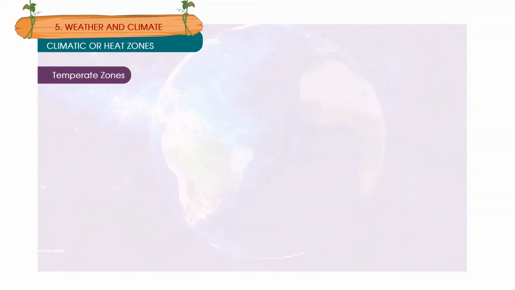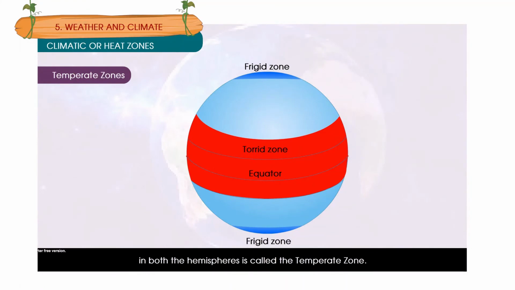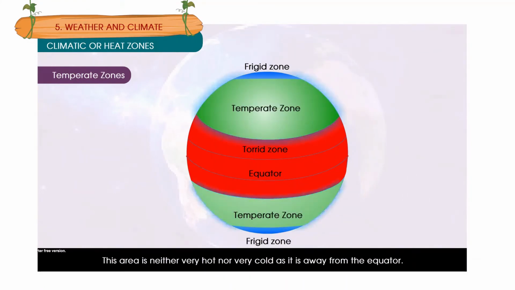Temperate zone. The area lying between the torrid zone and the frigid zone in both the hemispheres is called the temperate zone. This area is neither very hot nor very cold as it is away from the equator.